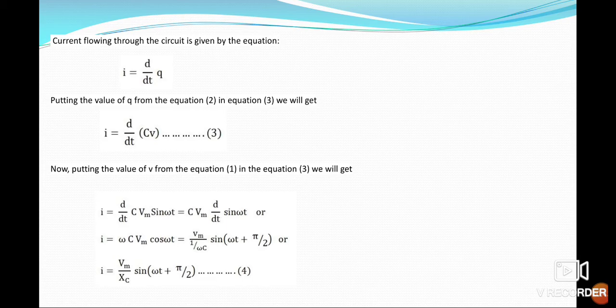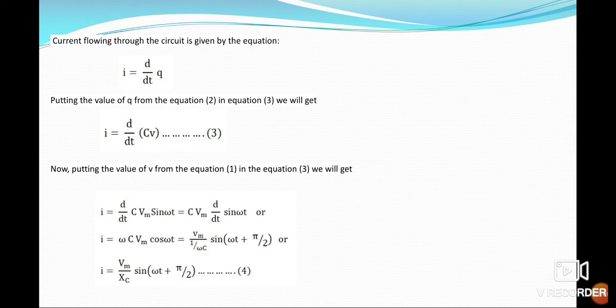So taking the constants out, that is, if we substitute the instantaneous value of voltage by Vm sin omega t, the constant value CVm will be taken out of the differential equation, and we will differentiate d/dt of sin omega t. So for that we will get omega CVm cos omega t.